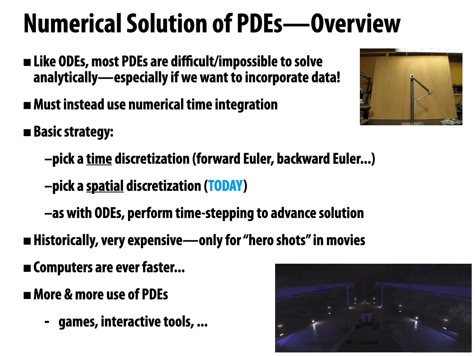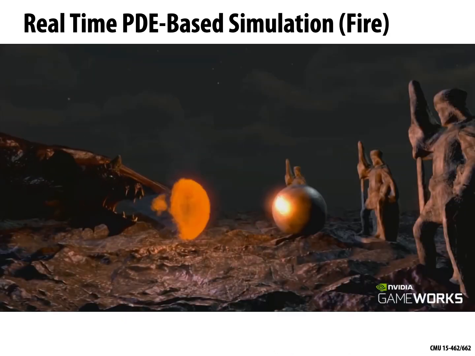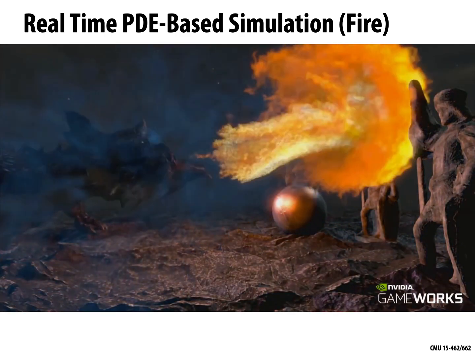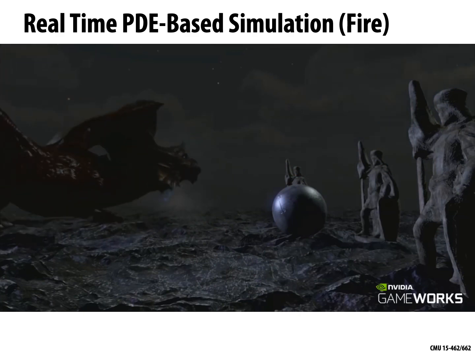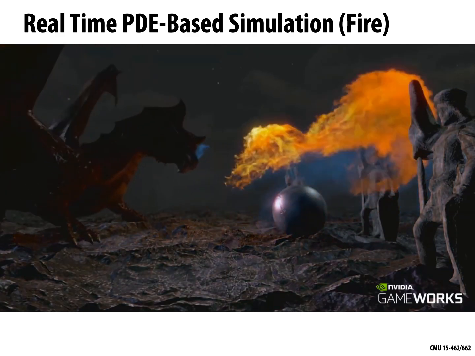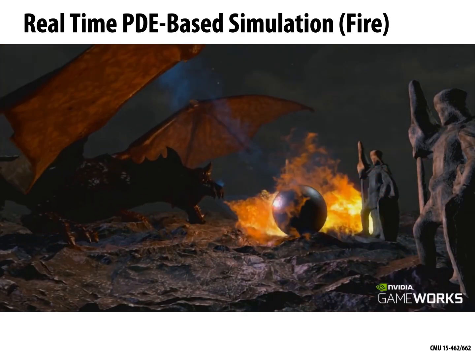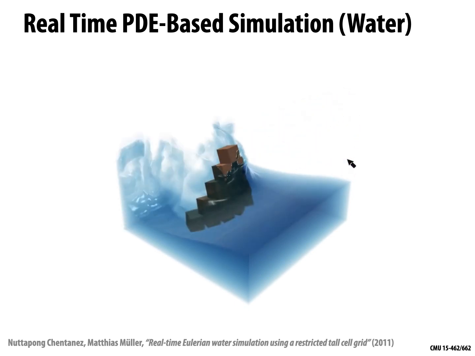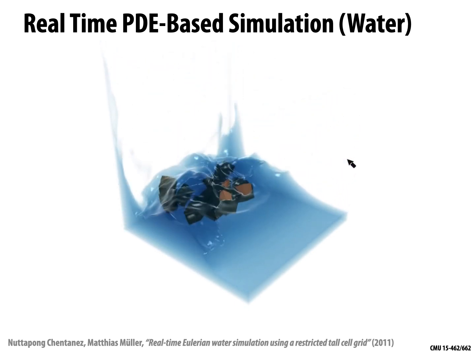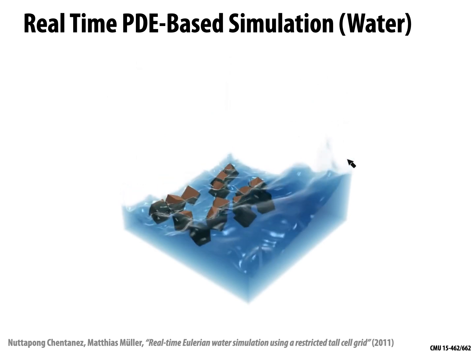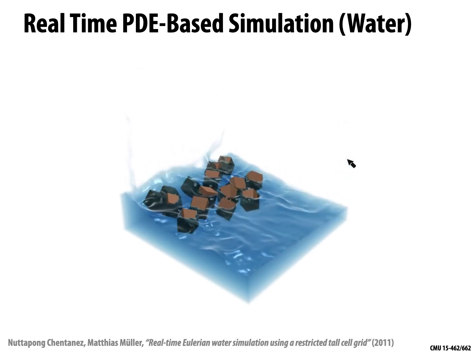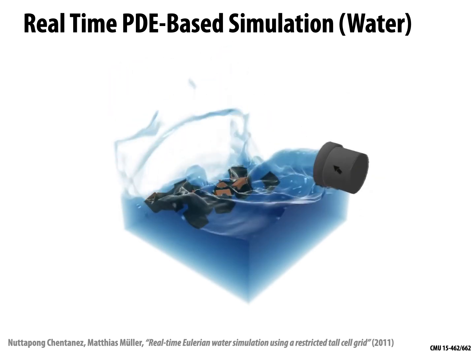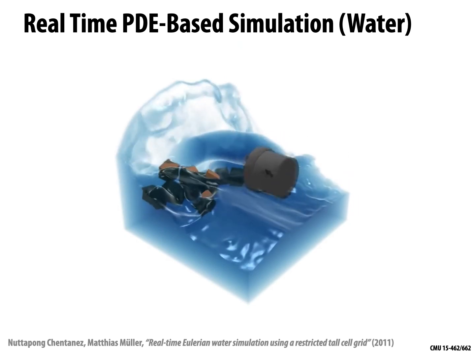So here is a just recent example of real-time simulation of some complicated PDE here for simulating fire. Right? So we've come a long, long way from just having that one hero shot in a movie. Maybe not quite the same fidelity, but actually pretty good. Here's another example of fluid simulation, water simulation being done on the GPU. Again, not perfectly realistic, but pretty amazing to be able to do this kind of stuff in real time. And this is already pretty old. I mean, things have gotten even better since then.